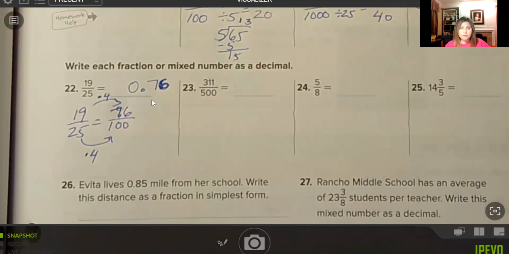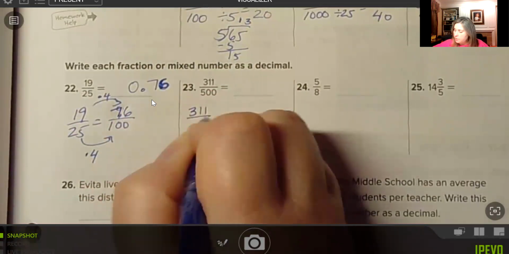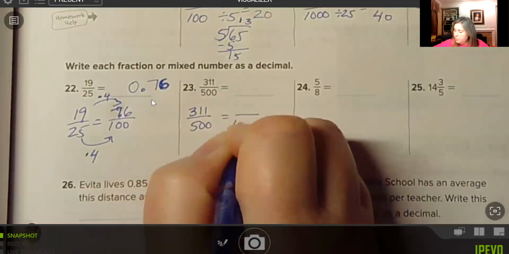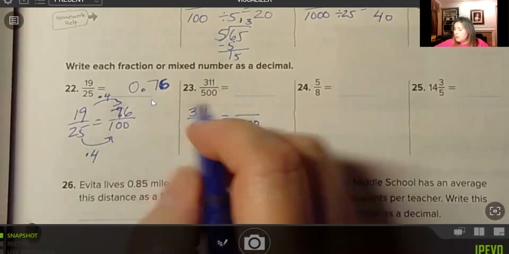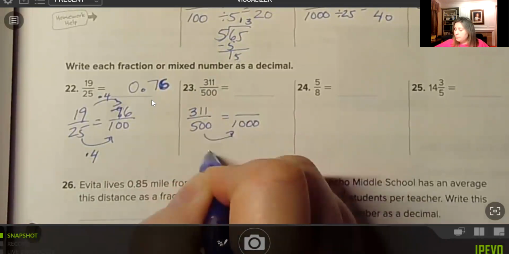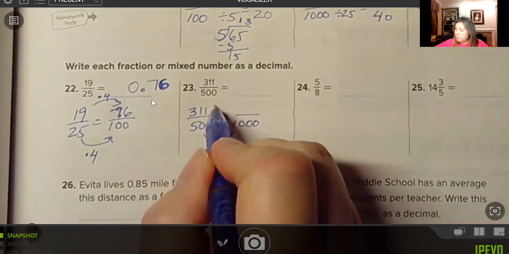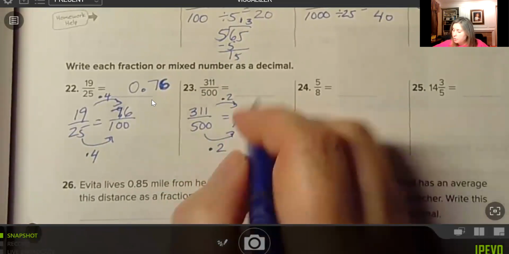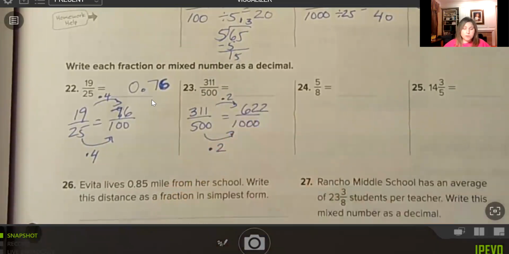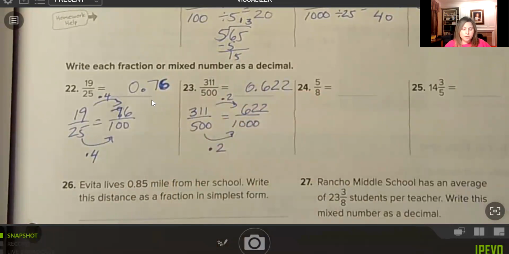23, we have 311/500ths. So we can take that 500 and easily scale that up to 1,000. That way we can write it as a decimal to the thousandths place. To get from 500 to 1,000, we just double the number, so times 2. So what we would need to do with the 311 is the same thing. Double the 311, we get 622. So 622 thousandths would be written as 0.622.